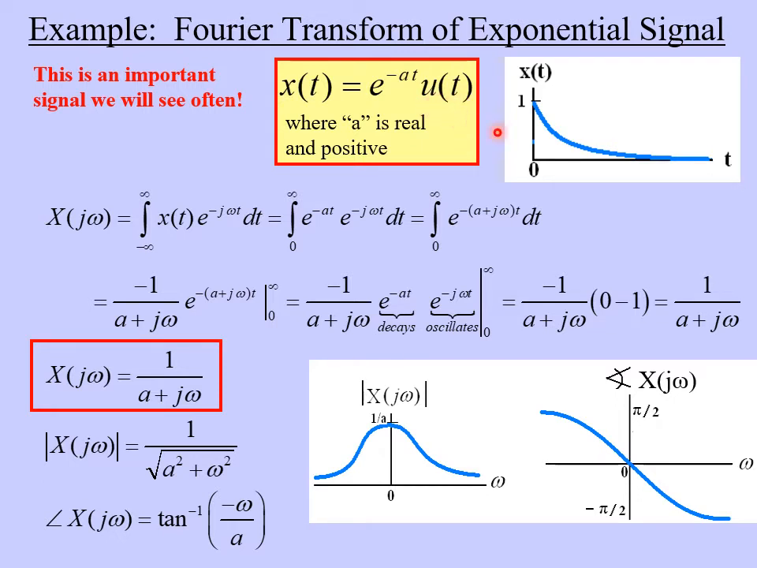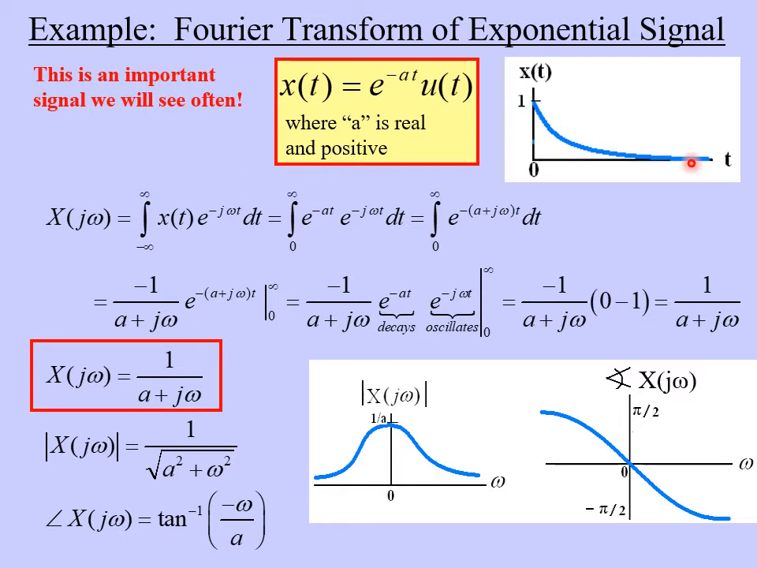That means that this function, remember the step function, is everything to the right of 0. So this function starts at 0 and it goes to the right in time. There's nothing back here. The value of the function would be 0. So this is what the function looks like. It's obviously an exponentially decaying function with time.